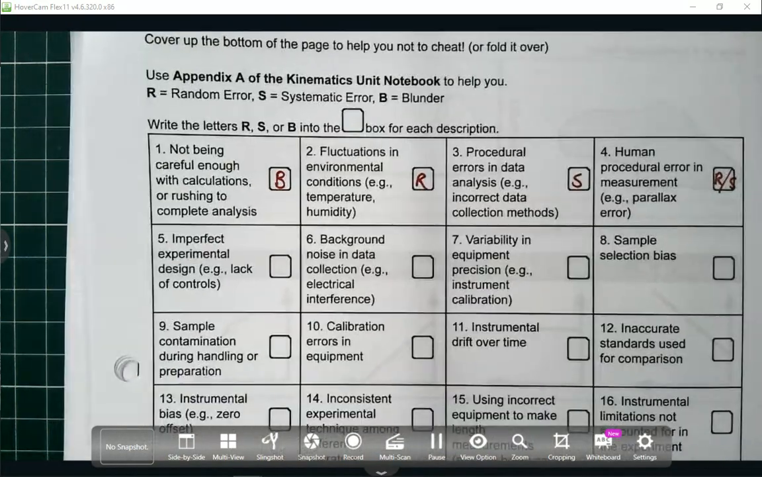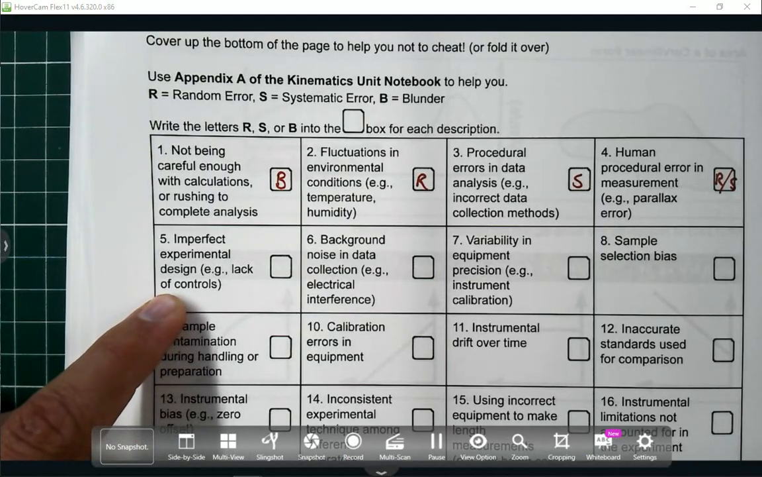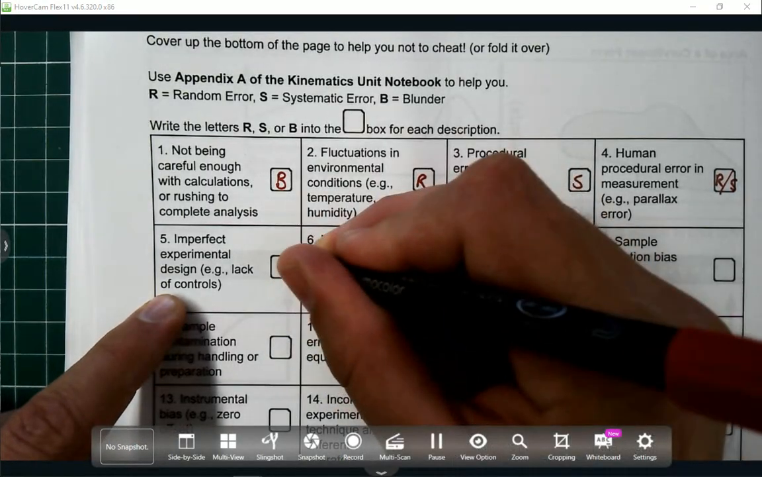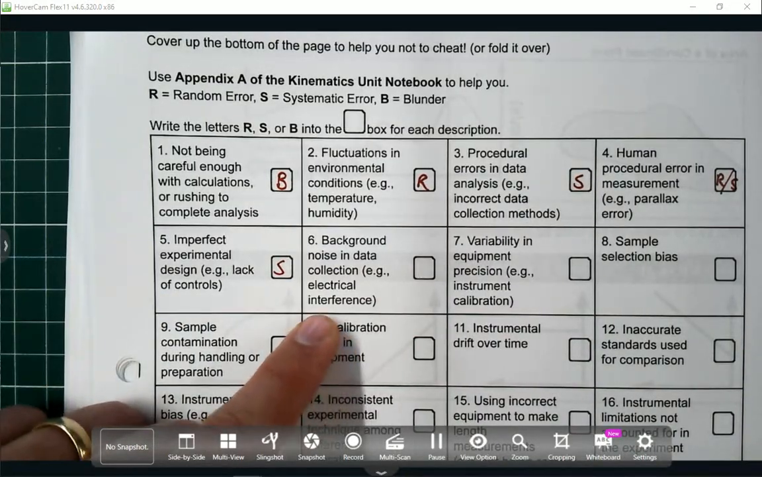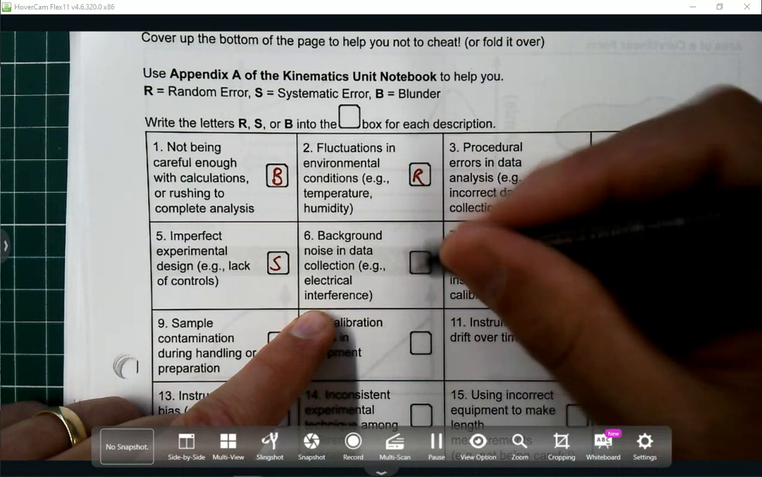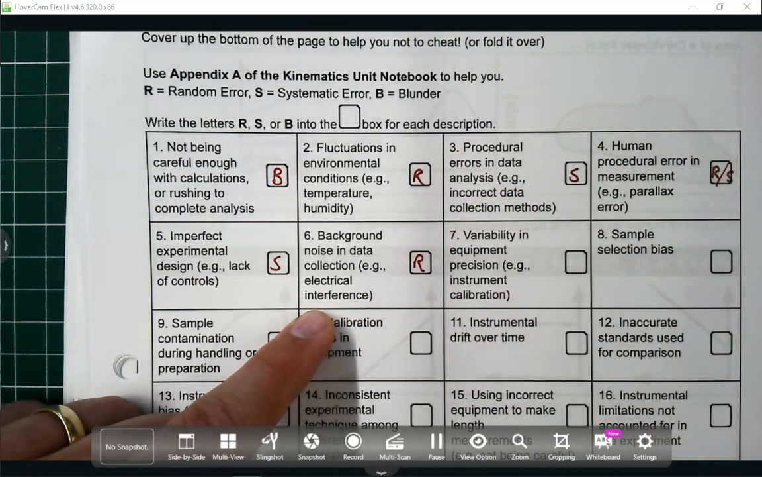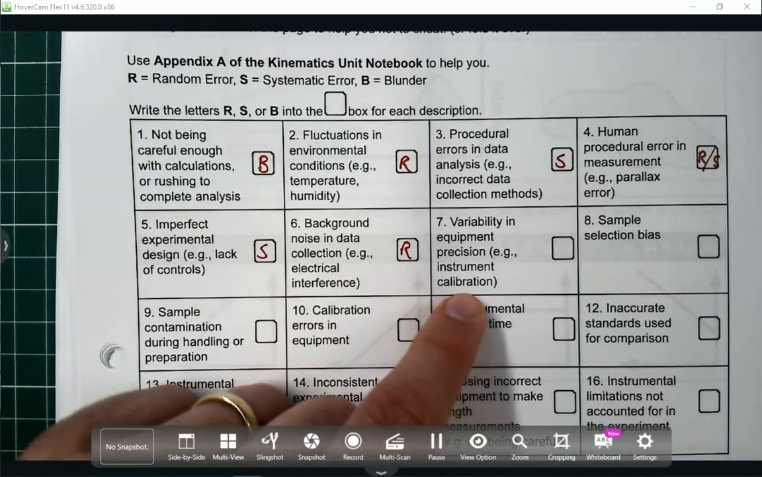Number 5, imperfect experimental design. Systematic, sorry. Number 6, background noise and data collection, e.g. electrical interference. Random, yeah. Variability in the equipment precision, like instrument calibration.